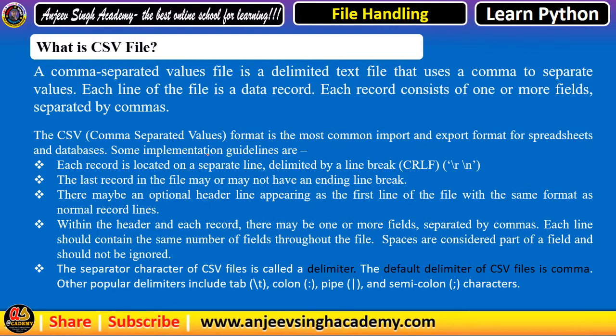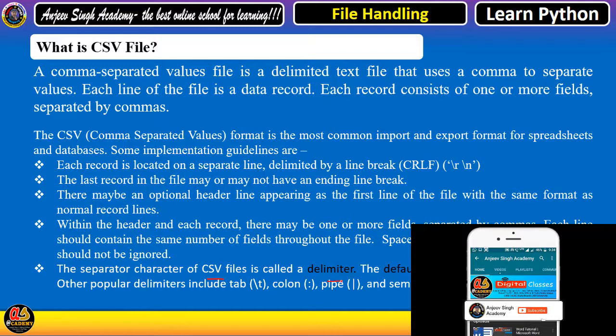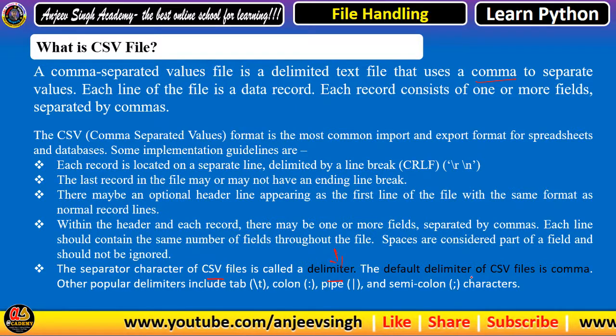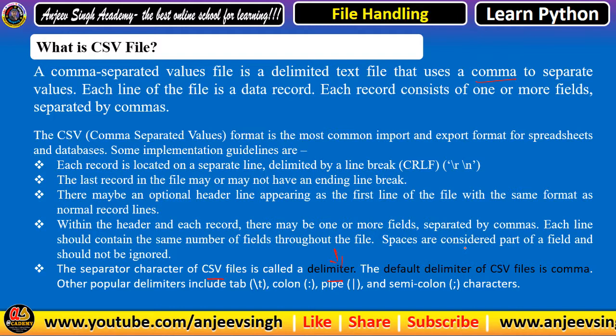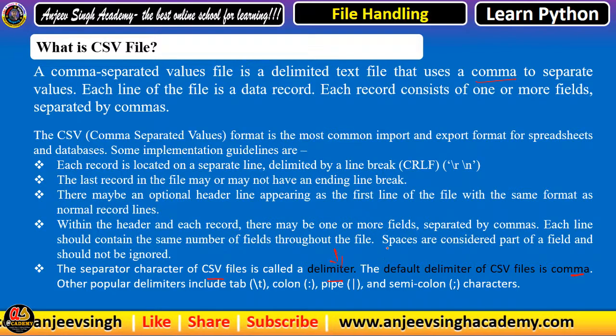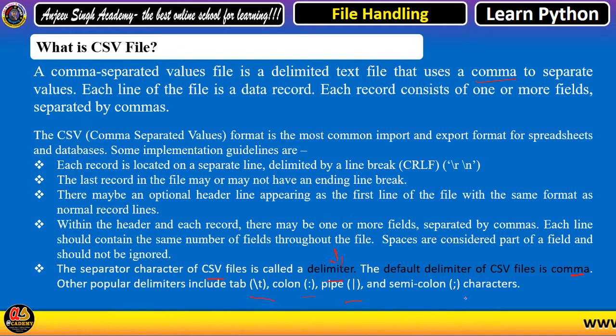आपको इसे ignore करना पड़ेगा. The separator character of a CSV file is called the delimiter. जो मैं आपको बता रहा था कि comma separated values होते हैं, this comma is known as the delimiter here, but this is the default delimiter. Comma इसका default delimiter है, but you can use anything else like slash t, colon, pipe, semicolon, any character you can use.